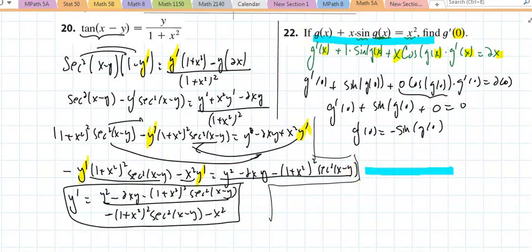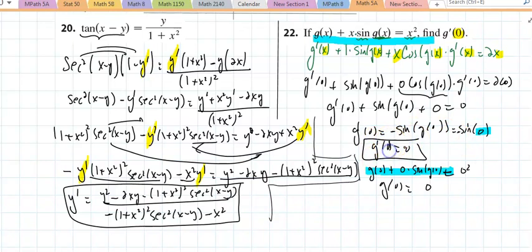And now if I want to find g of 0, I go to the original problem. And I say, well, let's see what g of 0 is. g of 0 plus 0 times the sine of g of 0 equals 0 squared. And g of 0 is actually 0. So this is the negative sine of 0. So therefore, g prime of 0 is 0, which is the answer to this one.